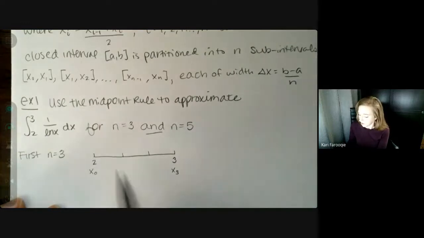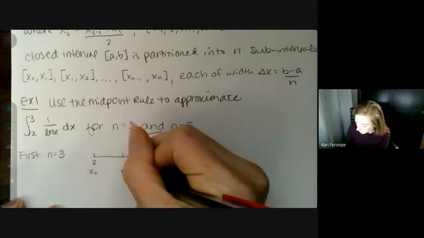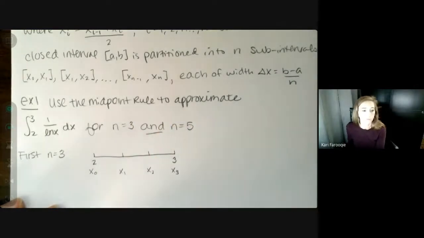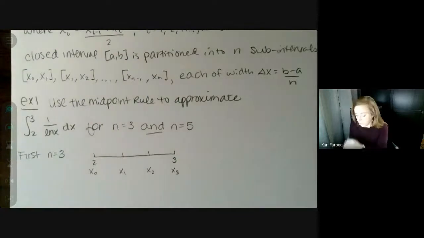So now you can see that I have a subinterval from 2 to the first tick mark, and then from the first tick mark to the second, and then from the second to that last value that we have. So if our first value is x sub naught, my second value is going to be x sub 1, and the one after that will be x sub 2. So what you need to determine at this point is what these values are actually going to be.